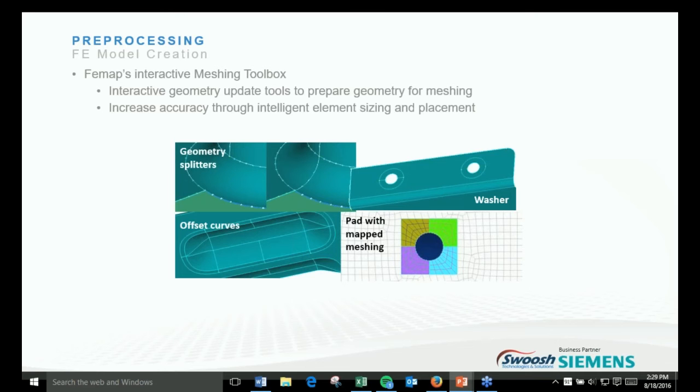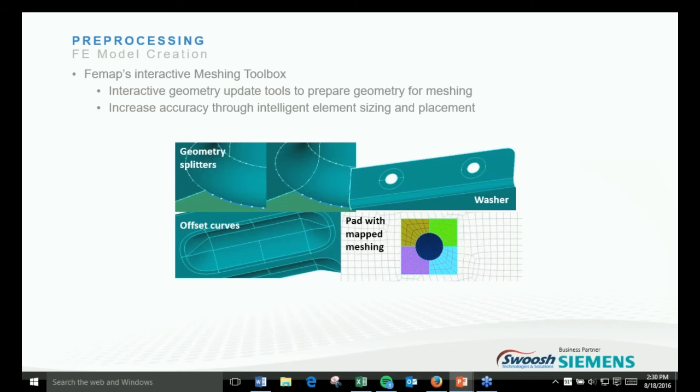Geometry splitters, which can be used to split large surfaces into smaller ones to help align geometry and create surfaces that can be map meshed, which is a means by which regular quadrilateral surface elements are created. Offset curves, which can create map meshable regions around complex geometry that comprises multiple curves. And finally, washers, which use offset curves to create map meshable regions around holes, which are the typical stress risers, where you would usually want a very good regular mesh for accuracy.